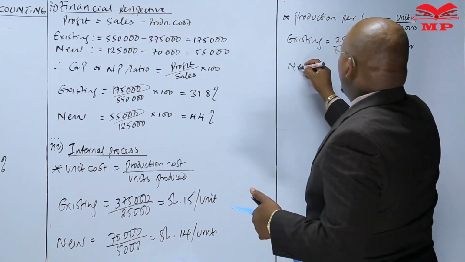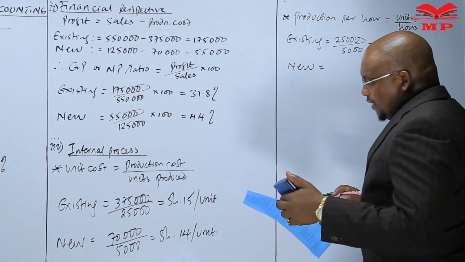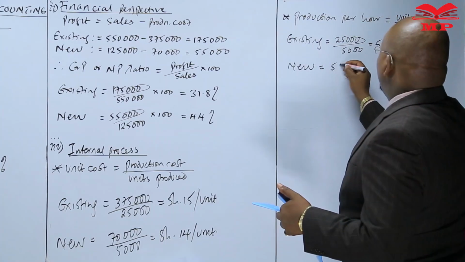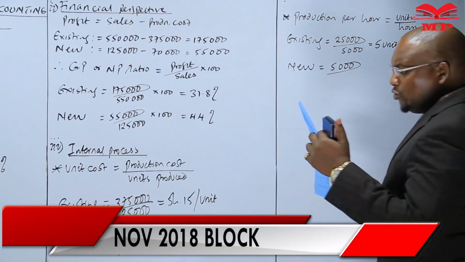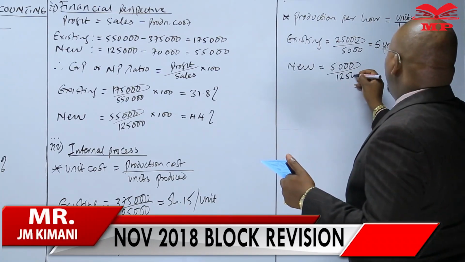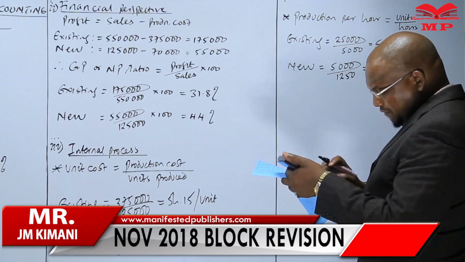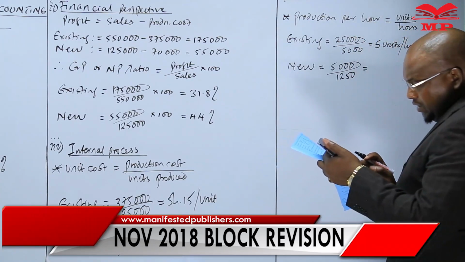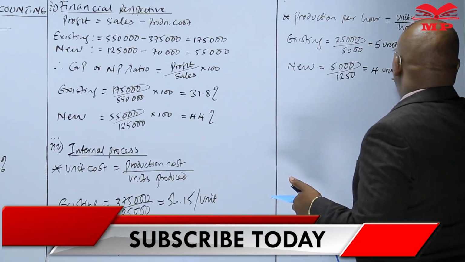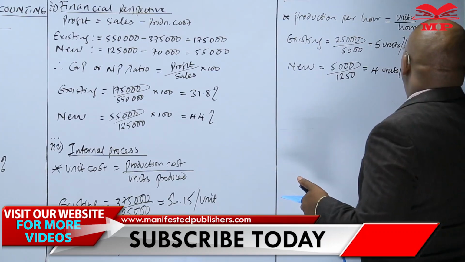Then we have new. The number of units produced is 5,000 units, while the number of hours that we have used is 1250. So this will be 5,000 divided by 1250 hours. This is 4. This is 4 units per hour.